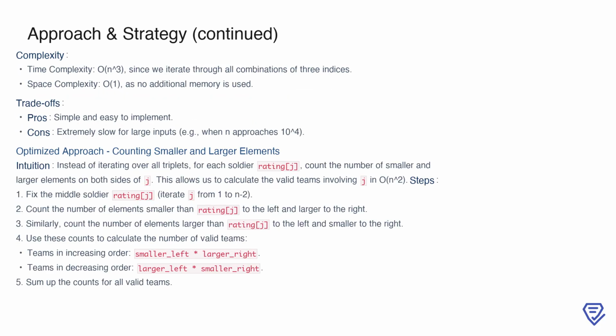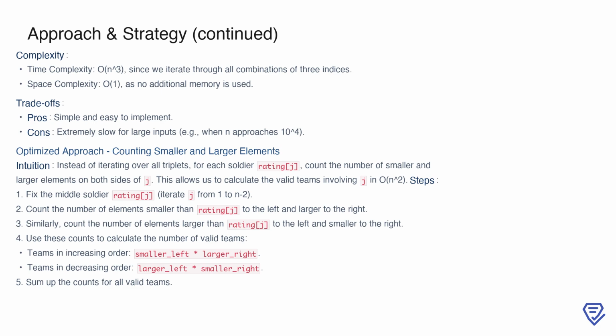The brute force approach, though intuitive, has significant drawbacks due to its computational cost. Each triplet requires 3 nested loops, leading to a time complexity of n cubed. While this may work for small input sizes, it becomes impractical as the array size grows, especially when n approaches 10,000. On the positive side, this approach is very straightforward and requires no additional memory, so its space complexity is O(1).